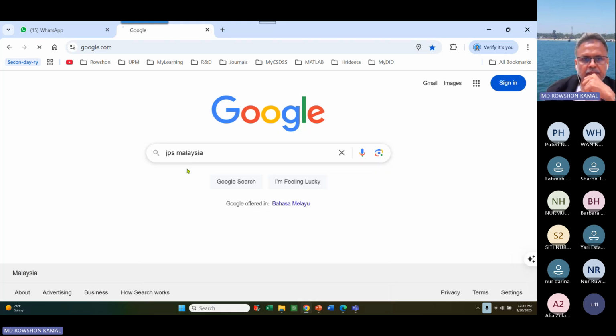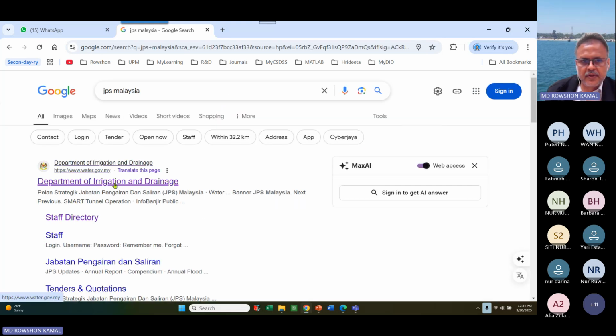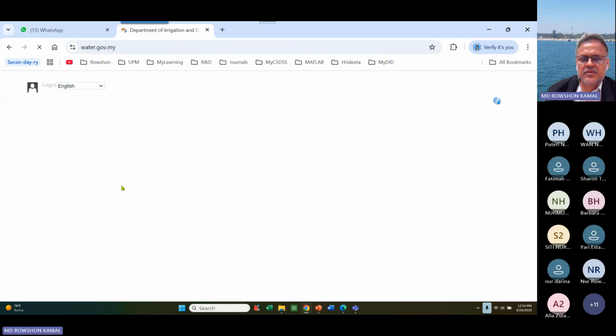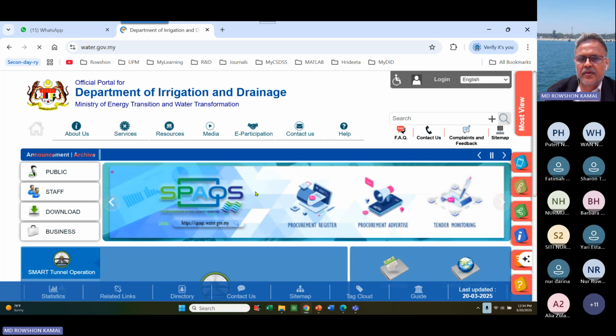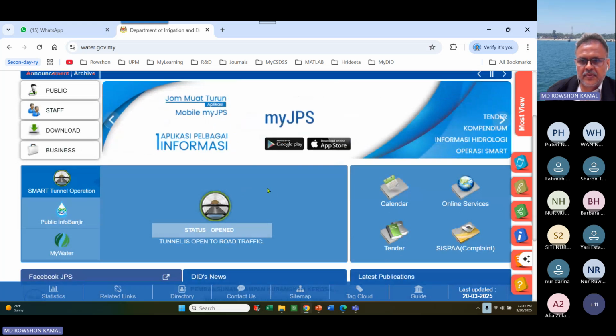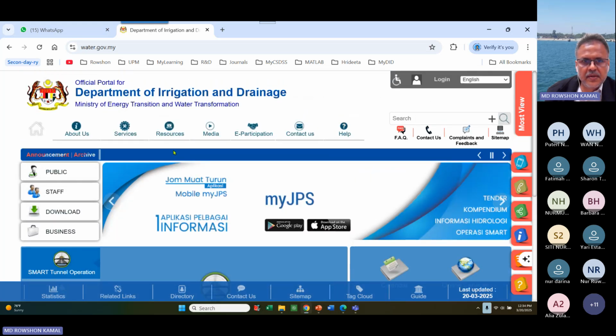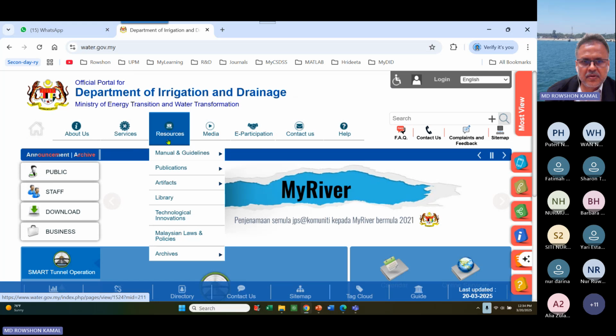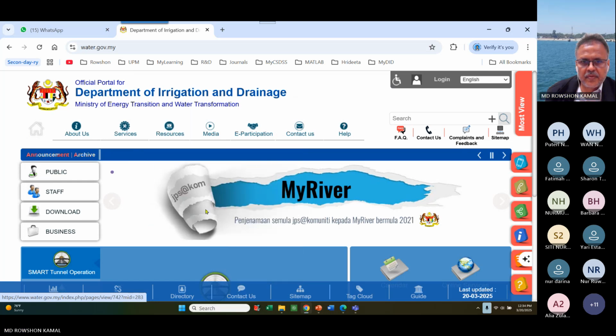JPS Malaysia. Okay, you can see Department of Irrigation and Drainage. This is a very big department. So this is the JPS where you can find all the hydrologic activities. Okay, so you can get the rainfall data from here. You can go to this website. You can see the resources. You can get many things.